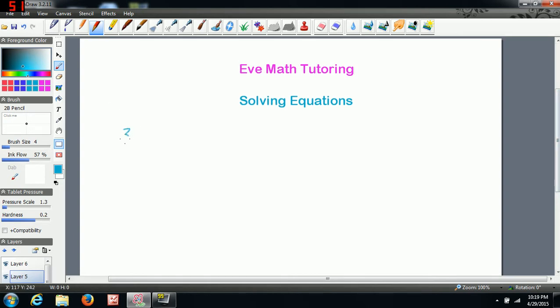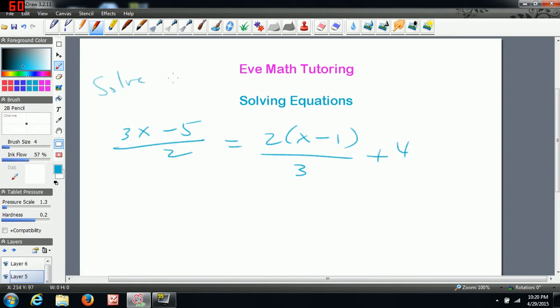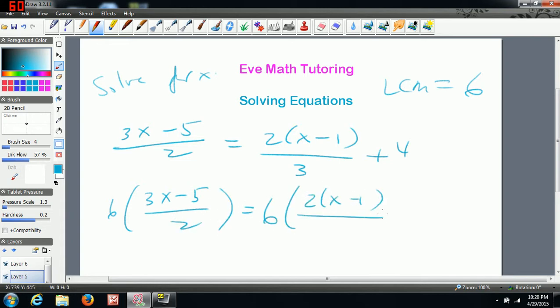Let's try this one. 3x minus 5 over 2 equals 2x minus 1 over 3 plus 4. So this question is solve for x. Again, a number that divides both 2 and 3 is the number 6. So what we're going to do is use that number. So we're going to multiply everything by 6. So it's going to be 6 times 3x minus 5 over 2 equals 6 times 2x minus 1 over 3 plus 6 times 4.